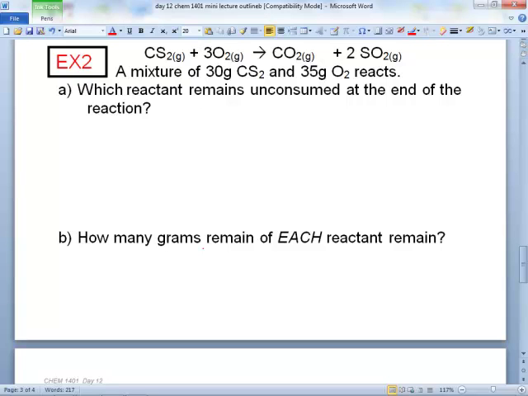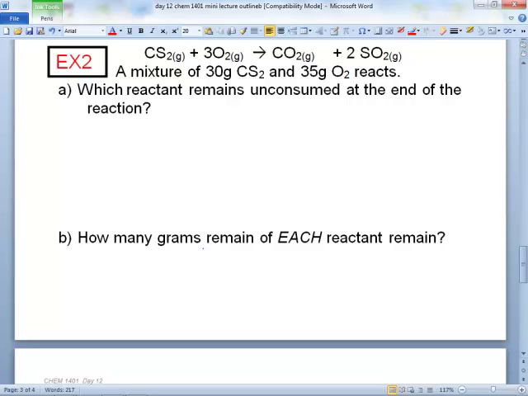So, pretty much, find the limiting reagent, because that's the only one we know how to find, and then pick the other one. That's the only game plan I have, because they want to know which reactant remains unconsumed. It's just the opposite of the limiting reagent. Does that make sense? Monica Lopez, make sense?